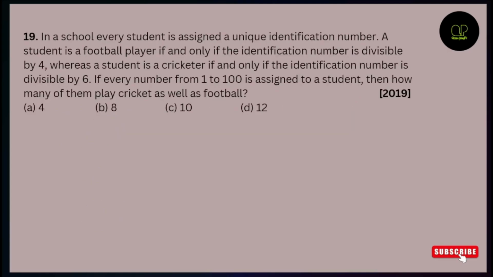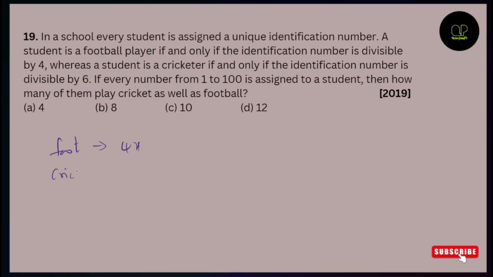Now let's solve this question. We still have 3 more questions to do, and we can wrap up the session for today. In a school, every student is assigned a unique identification number. A student is a football player if and only if the identification number is divisible by 4. Football players are multiples of 4, right? 4x.